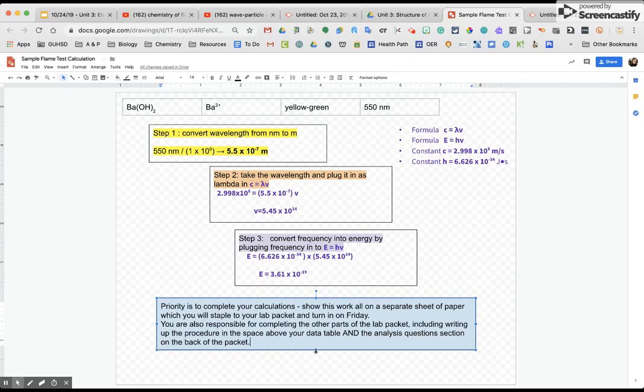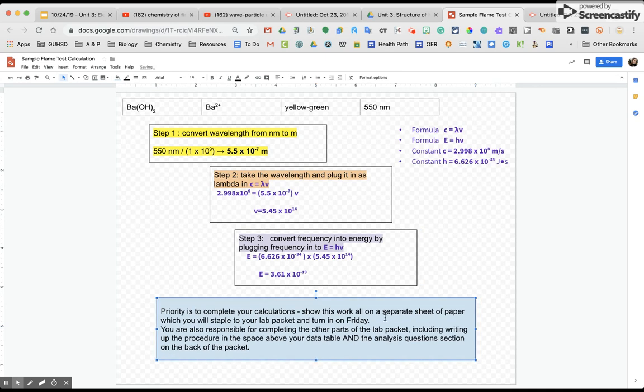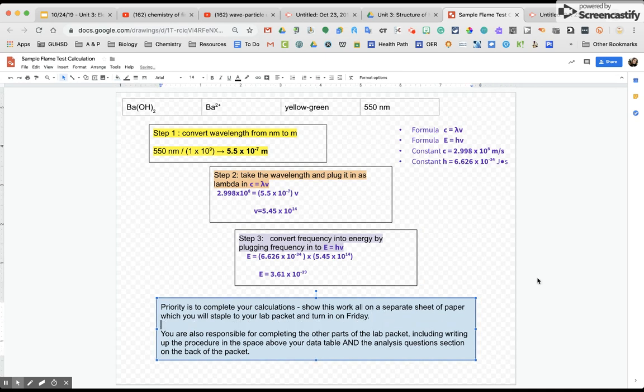On Friday, I'll be out again. I apologize for that. I hate to be out so often. But you're going to have the period to do some more work with some more practice calculations, and you'll be submitting your Flame Test Lab during that period.